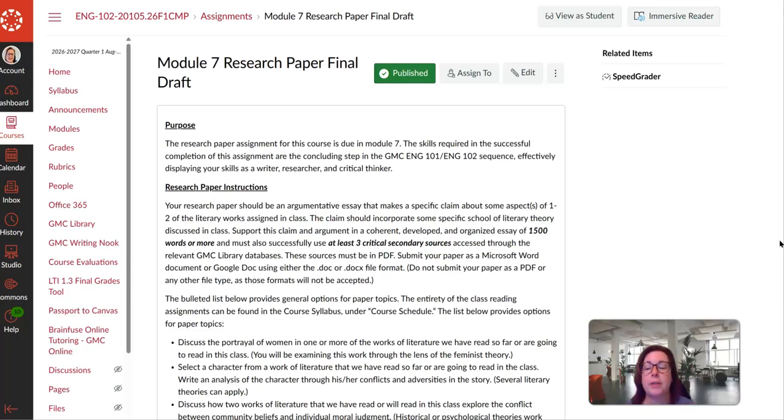So these sources have to come from the literary databases within the GMC library. It's not going to be just a basic article about psychology. It's going to be something else that another expert has written about that story, and they may also talk about the psychology of it. So make sure that you're looking at that aspect of it.